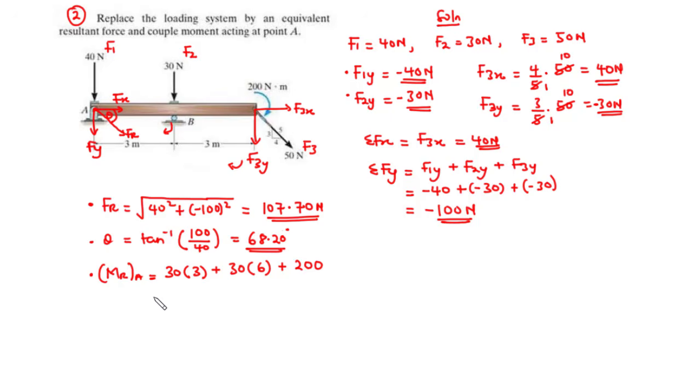So we add that to this, and then we have plus 200. Now let's simplify this. So we can add 3 and then 6 to get 9, and then we have 30 times 9, which is 270. So 270 plus 200, and that is equal to 470 Newton meter. Since we have a positive value, it means the resultant couple moment is taking the clockwise direction.